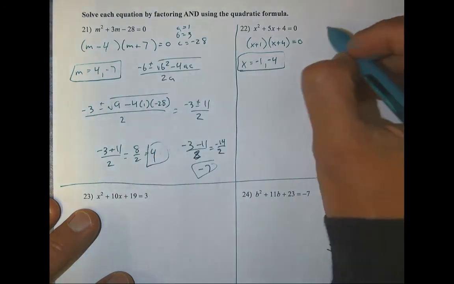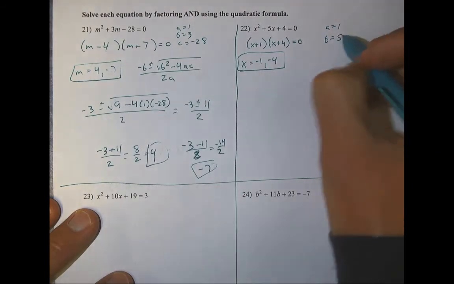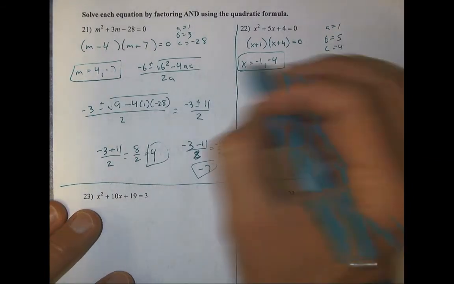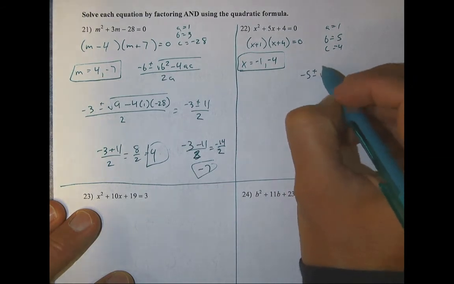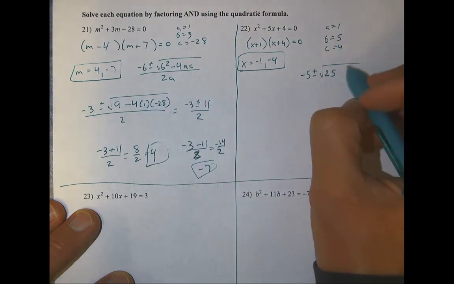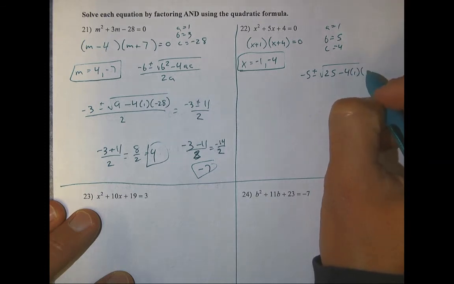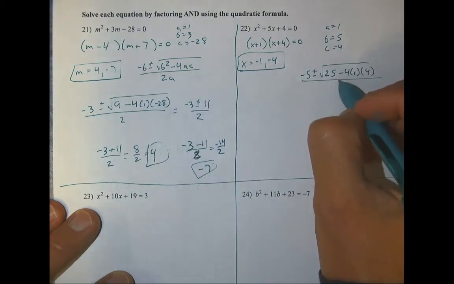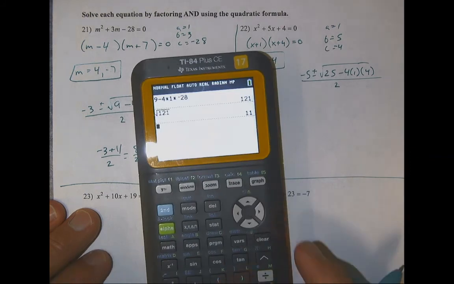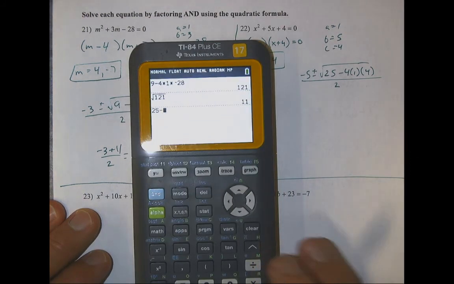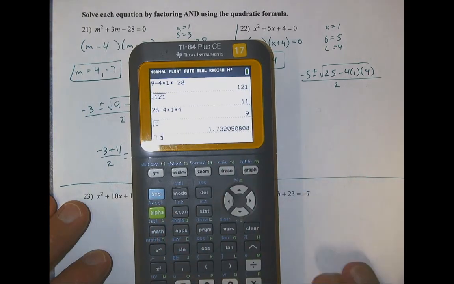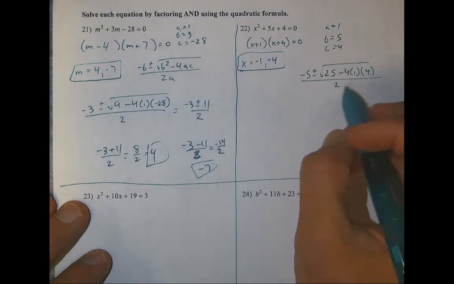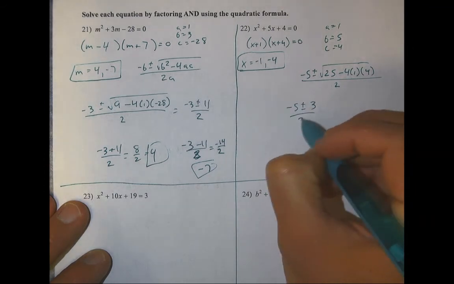But plugging in a equals 1, b equals 5, c equals 4. So negative b would be negative 5. B squared would be 25, 5 squared, minus 4 times 1 times 4, over 2 times a, 2 times 1, which is just 2. So 25 minus 4 times 1 times 4 is 9. Square root of 9 is 3. So this whole top part becomes 3. So negative 5 plus or minus 3 over 2.